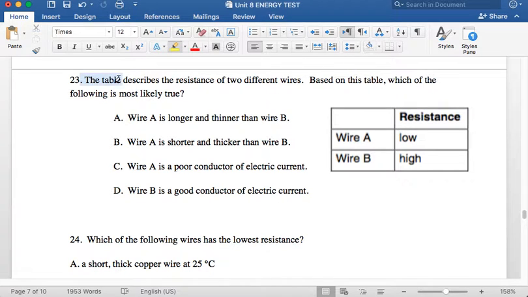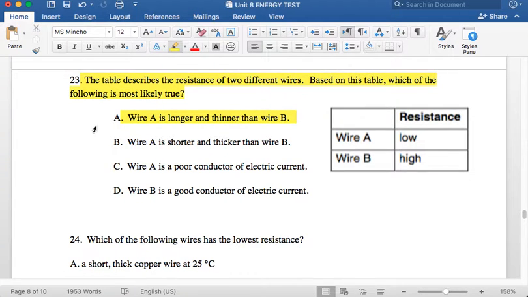Number 23. This time you're given a table right here. The table describes the resistance of two different wires, so wire A and wire B. Based on this table, which of the following is most likely true? So wire A has a low resistance and wire B has a high resistance. So which of the following would be true?